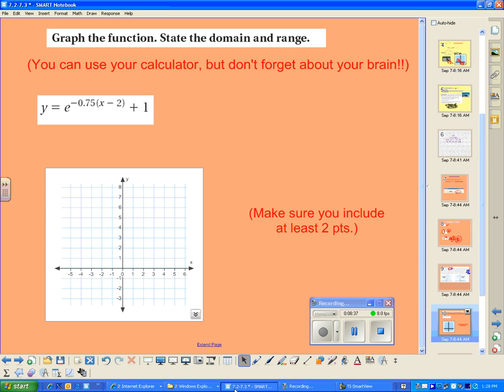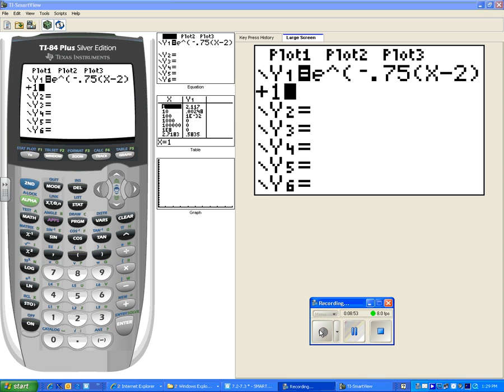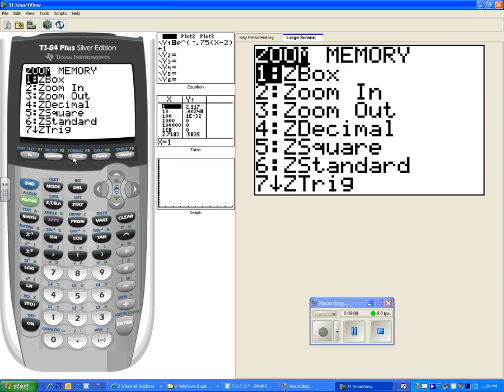When you plug this in, this whole thing needs to be in parentheses as well as the x plus 2, or x minus 2. So you're going to have 2 sets of parentheses in there. Make sure when you're putting this in your calculator that you close both sets of parentheses. If you only close one set of parentheses, it's going to include that plus 1 as part of the exponent. We don't want that to be part of the exponent.